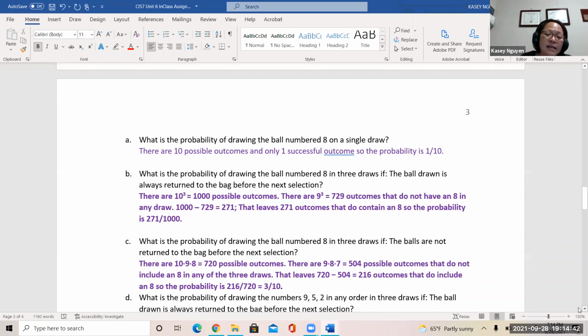Okay, C. The probability of drawing the ball number 8. We want to pick out the 8 ball in 3 draws, but we don't put the ball back. As we take them out, we're going to remove them completely. So that changes the game, right? This last part. So then we know that there's 3 draws. Here we would start with 10, take 1 out, multiply it by 9, take 1 out, multiply it by 8. So our sample space is less. It's 720 possible outcomes.